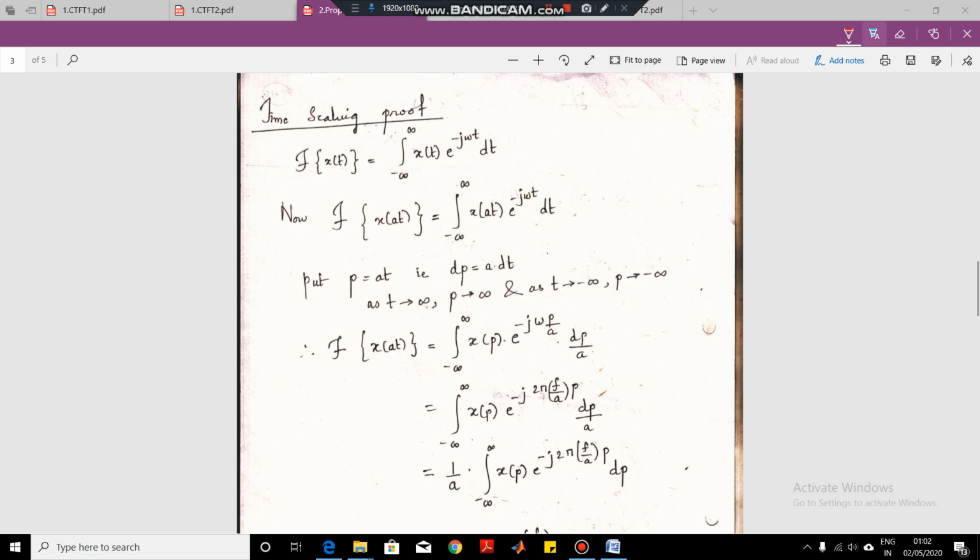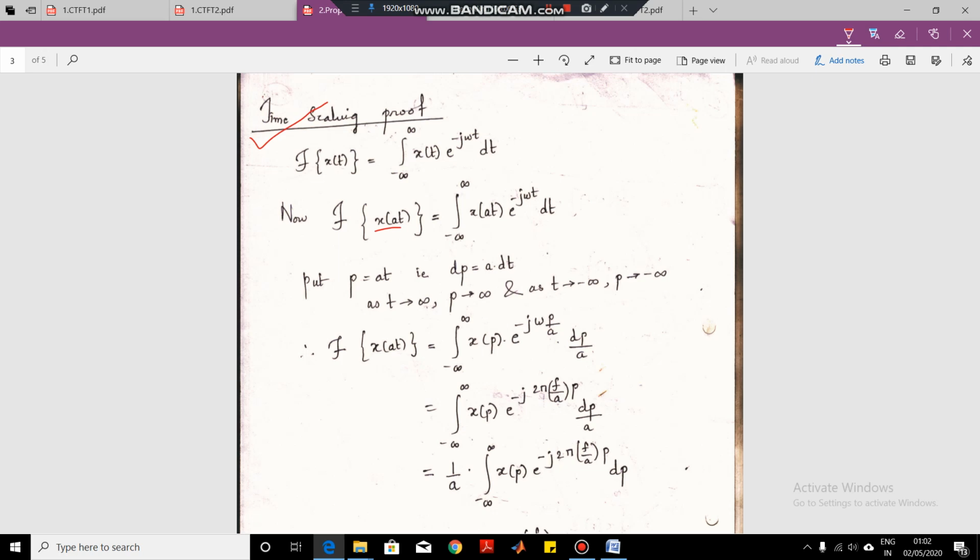Now let us proceed with the second property, which is called the time scaling property. Time scaling can be of two types: it can be time compression, or it can be time expansion. So when we are expanding or contracting a signal in the time domain, what happens to its Fourier transform? This is an interesting thing.